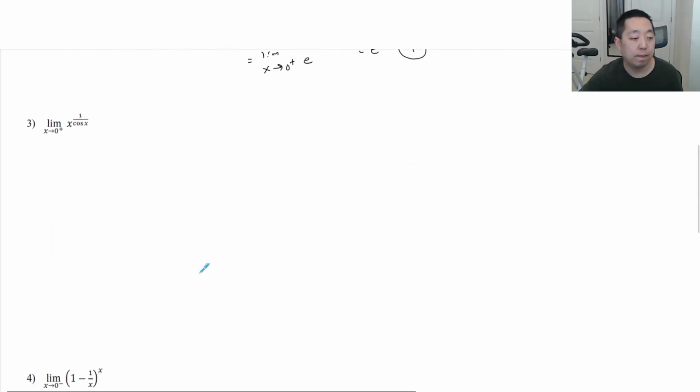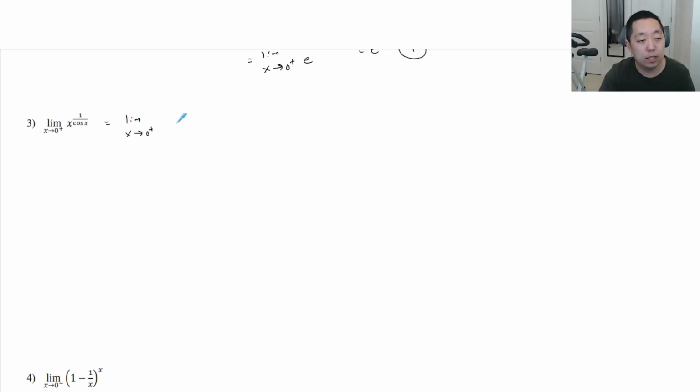Okay, let's take a look at this one here. Same thing: take the limit as x approaches 0 from the right of e to the natural log of x to the 1 over cosine of x. Well, let's plug it in first.